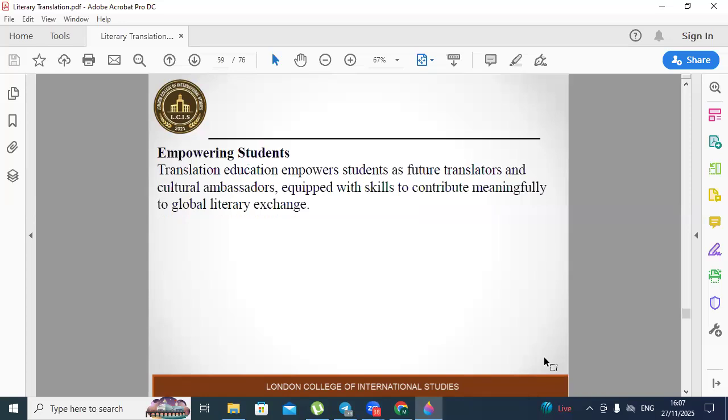Now let's go for empowering students. Translation education empowers students as future translators and cultural ambassadors, equipped with skills to contribute meaningfully to global literary exchange. You're not just learning a technical skill, you're preparing to play a role in cultural transmission and cross-cultural understanding.